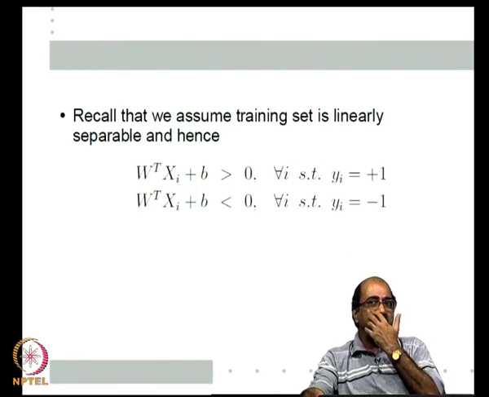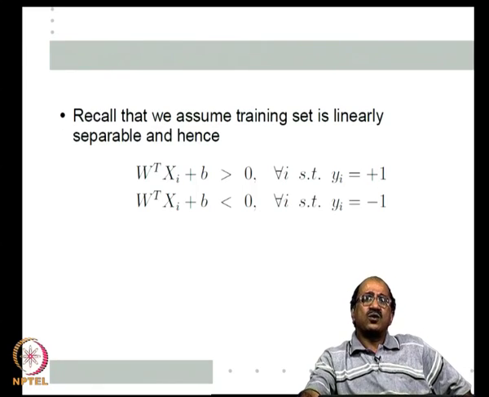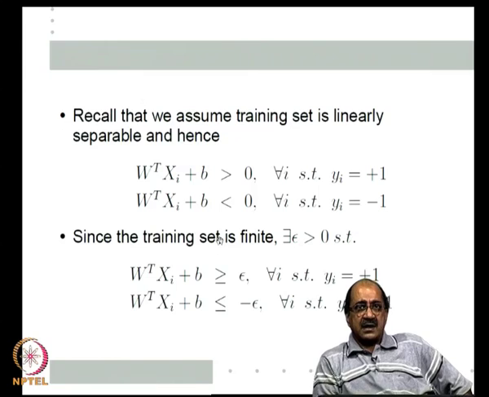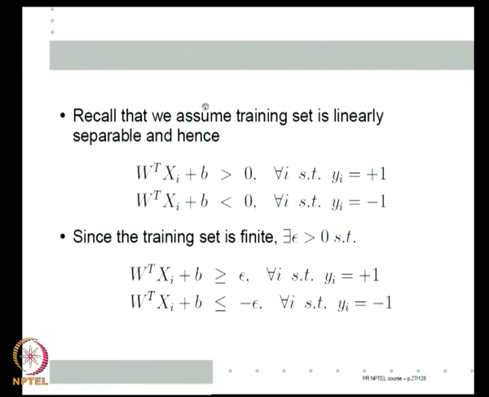So, let us now try to formalize this notion that the closest pattern should be far away. Recall that the training set is linearly separable and hence we have this W, b. Because the training set is finite, for each of the class plus 1 patterns, W transpose xi plus b is strictly greater than 0, and for each of the class minus 1 patterns, strictly less than 0. So, if I take the minimum of this over all class plus 1 patterns, it will be some epsilon 1 which is strictly greater than 0. If you take the maximum of this over all class minus 1 patterns, it will be some minus epsilon 2, where epsilon 2 is positive.